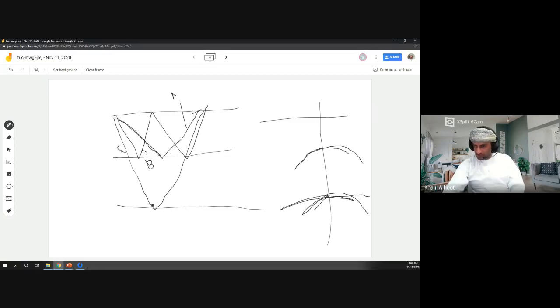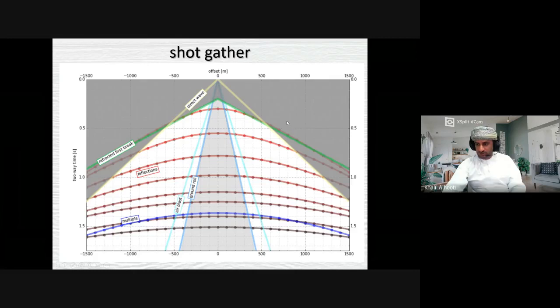B is a multiple. C is a primary from the second layer. But it has a higher velocity. Part of it is traveling in the second layer, so it has a higher velocity. Hope that's clear. So that's what you see here. The blue hyperbola is a multiple. You also find air blast. The velocity of air is almost 330 meters per second. And the last thing you'll find is what we call ground roll or surface waves.